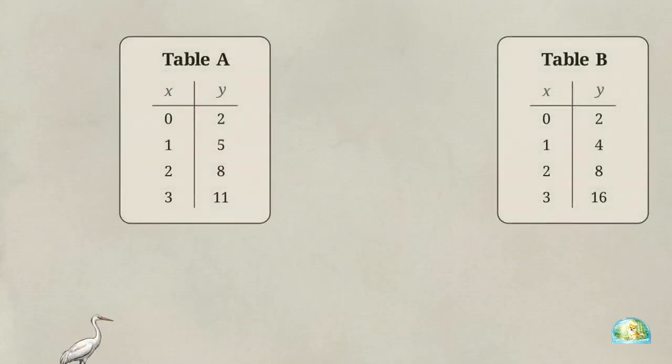Here we have 2 tables charting numbers along a riverbank. Table A and Table B both start at the point (0, 2). But we need to figure out which one is a linear function. To find out, we check the change in the y values.